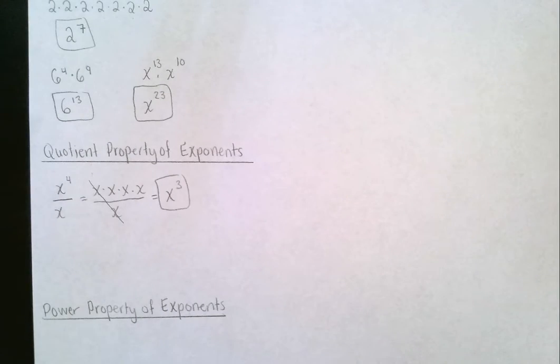A simpler way to do that is just subtract the exponents. Since there's no written exponent on this bottom x, I can say that it's 1. So x to the 4 minus 1 is simply x to the 3rd power.